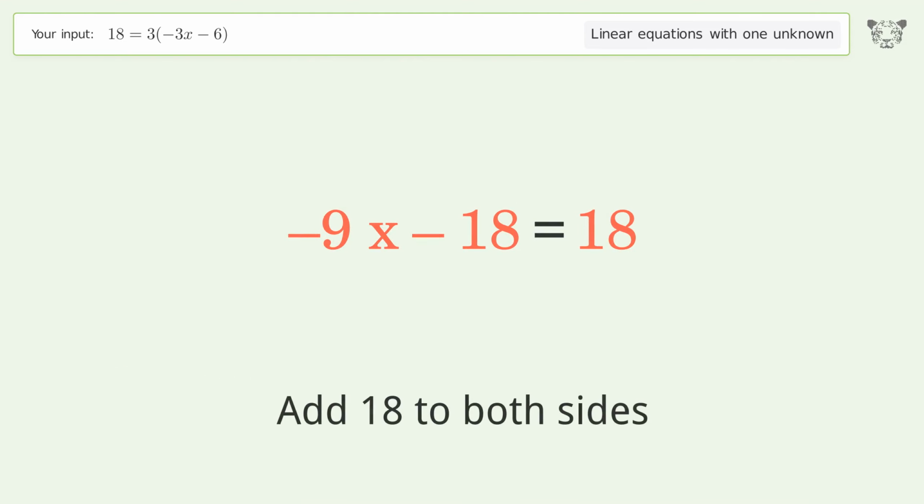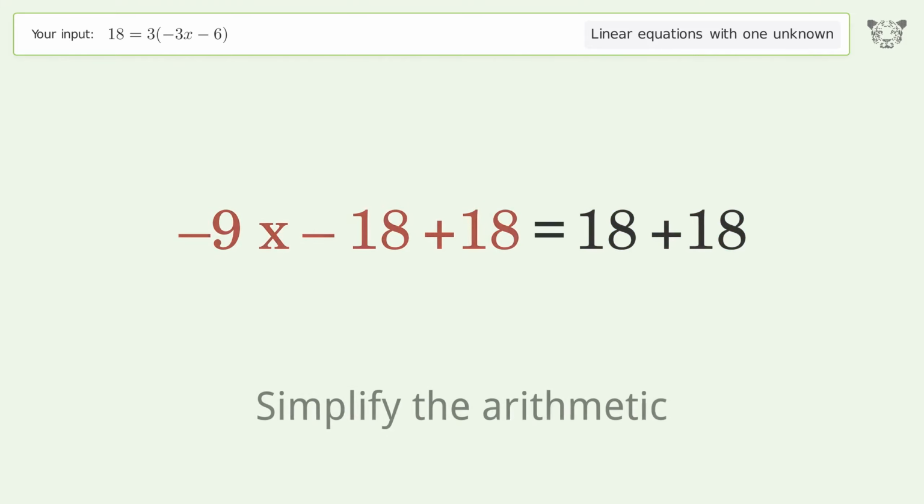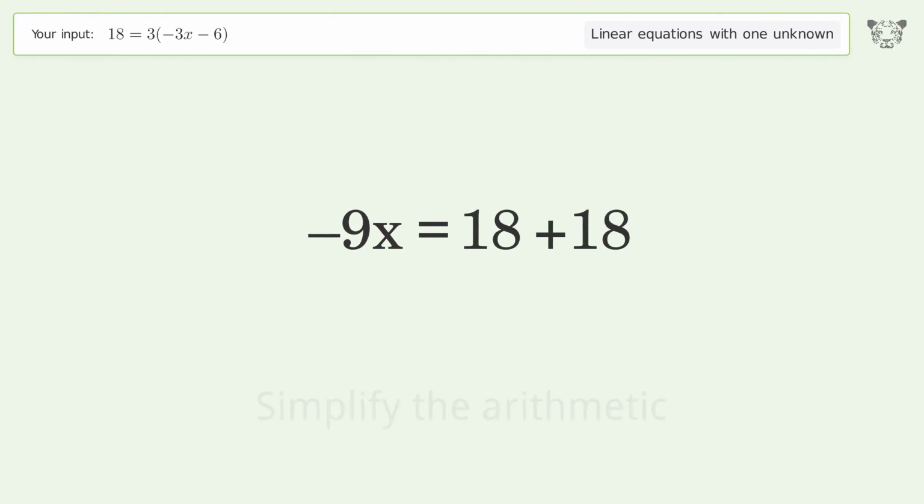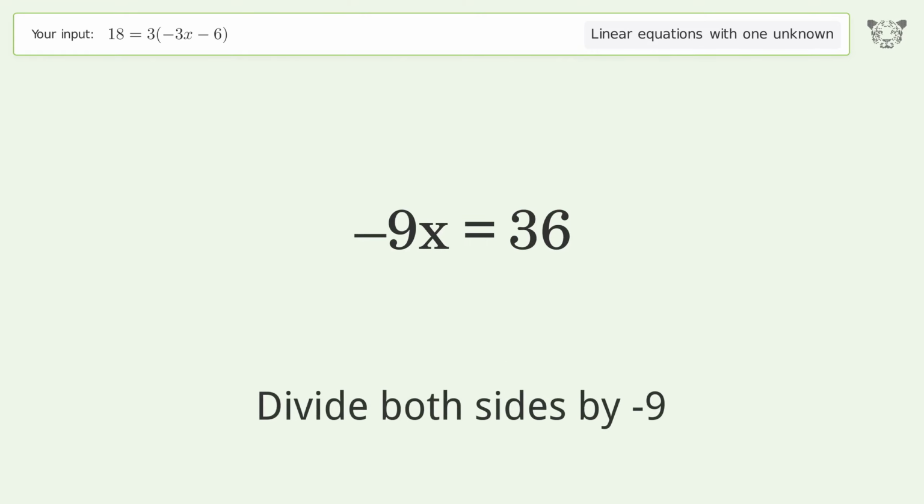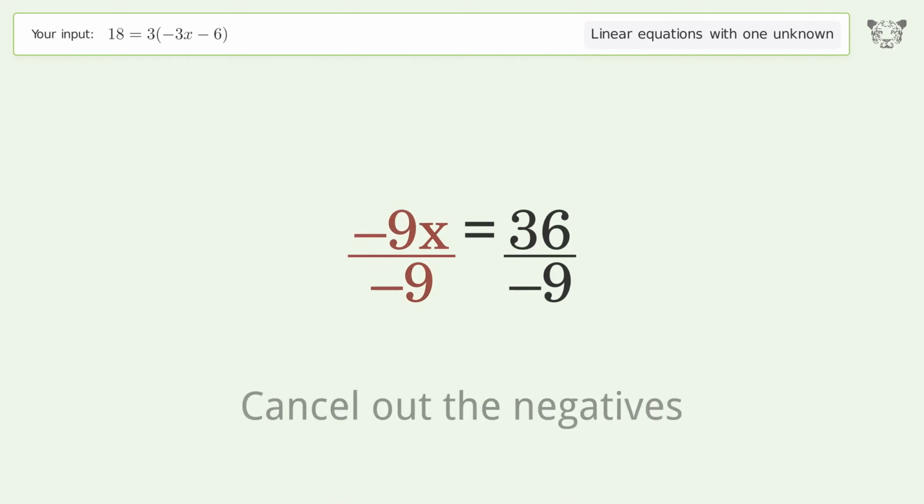Add 18 to both sides. Simplify the arithmetic. Isolate the x. Divide both sides by -9. Cancel out the negatives.